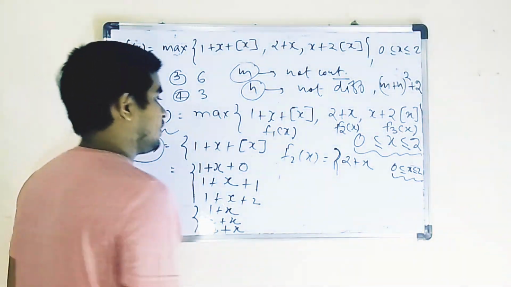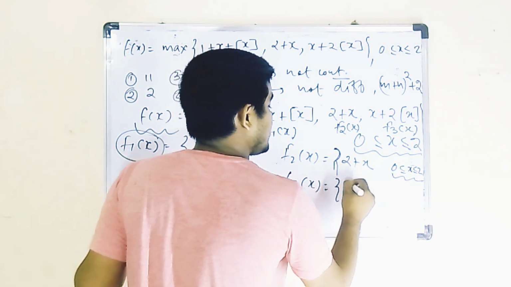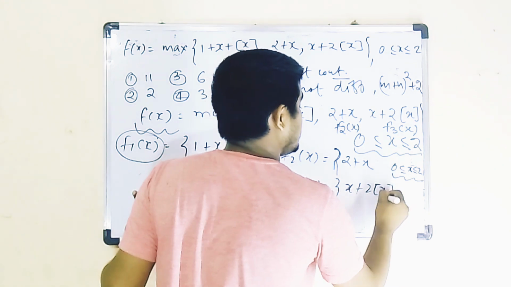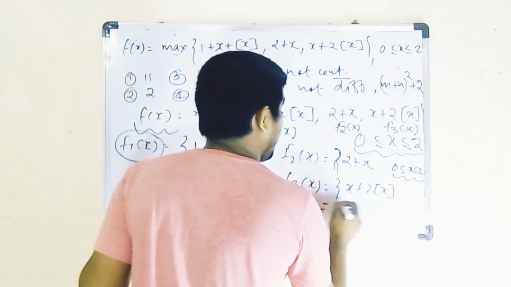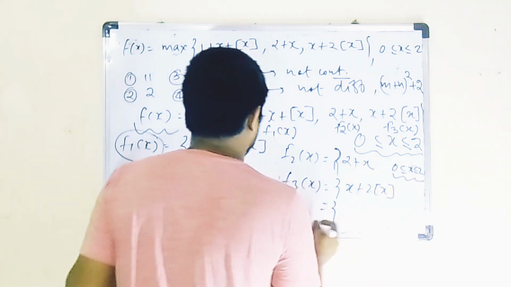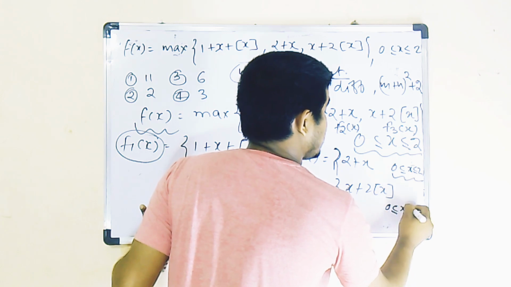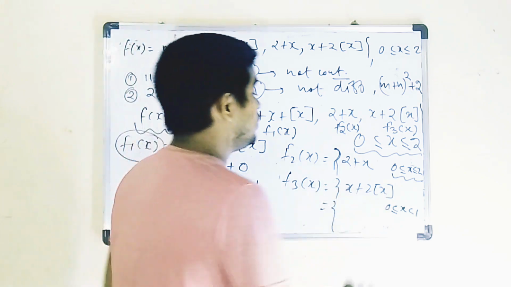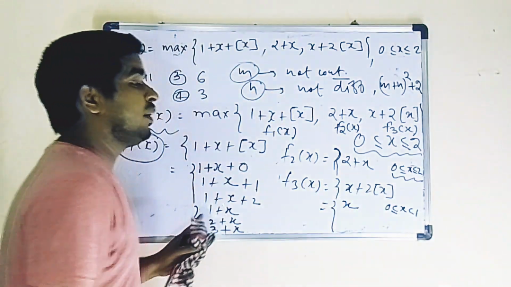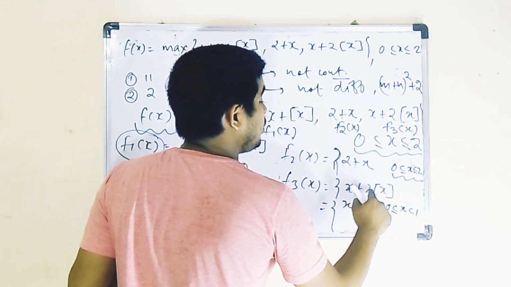Agree? Yes, sir. If I ask you f3 of x, what is this? x plus twice the greatest integer function of x. So you need to define it again in the intervals. Again the same interval: 0 less than or equal to x less than 1. Between 0 and 1 including 0, the greatest integer function will be 0, so this is x. Between 1 and 2 including 1, it will be 1, so 2 into 1 is 2.